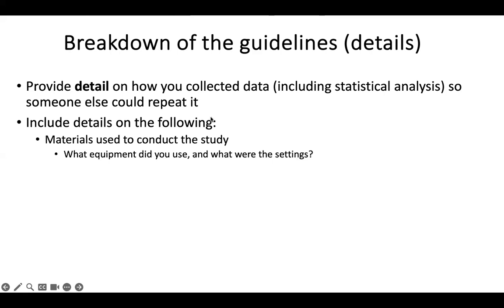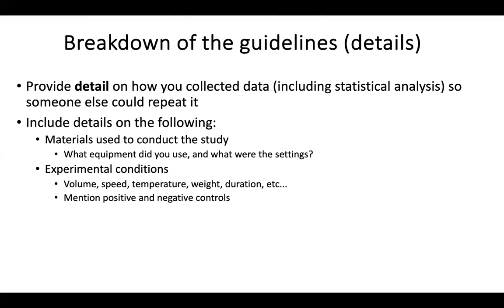First, you'll need to include the materials used to conduct the study and what specific settings they are. In a lot of cases, for really nice or intricate machines, you may actually need to cite the manufacturer that made that machine or made that material. You don't need to do it for everything, like a test tube.